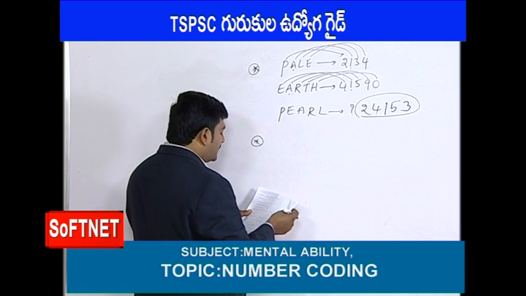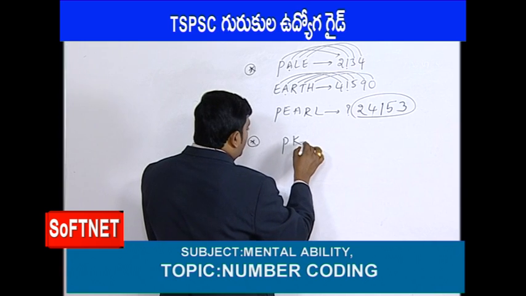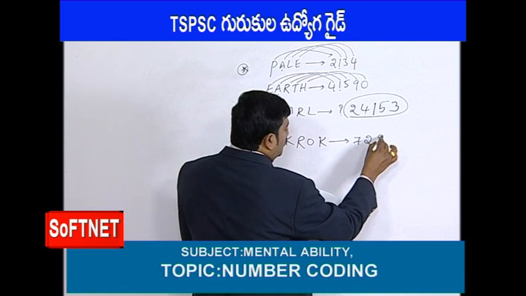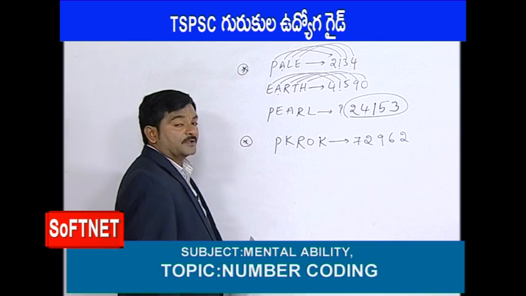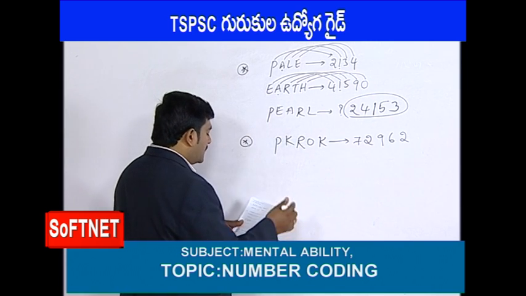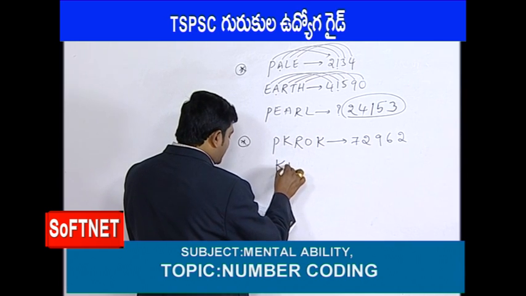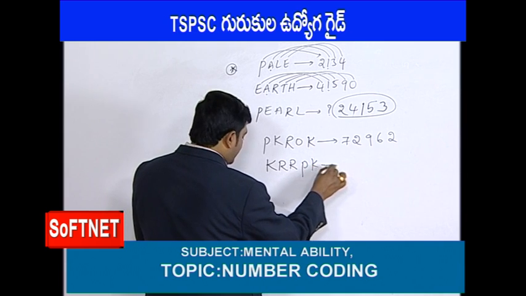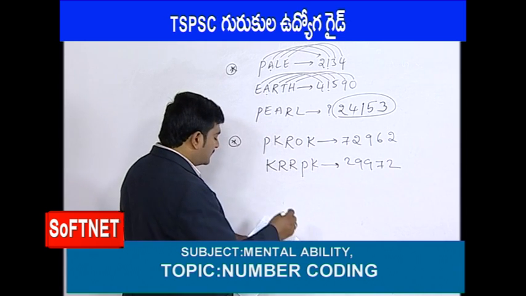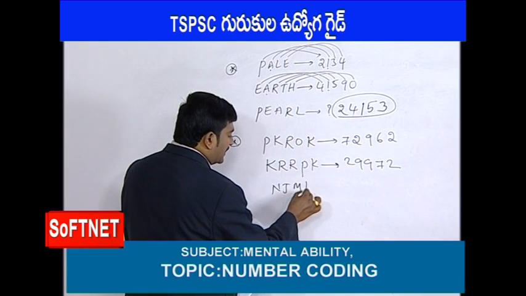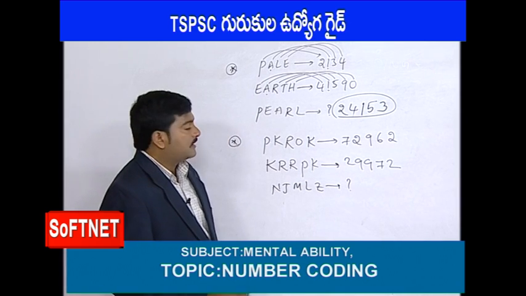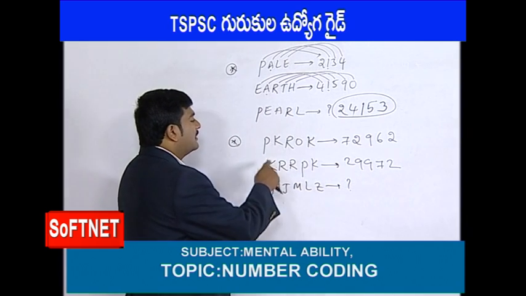For example, in a certain code language, PKROK can be written as 72962. I repeat, in a certain code language, PKROK is written as 72962. And one more word is also given. In the same language, KRRPK is written as 29972. Then he asked to find the code for the word NJMLZ. I hope it is very easy to identify the given word. See, observe here, PKROK.